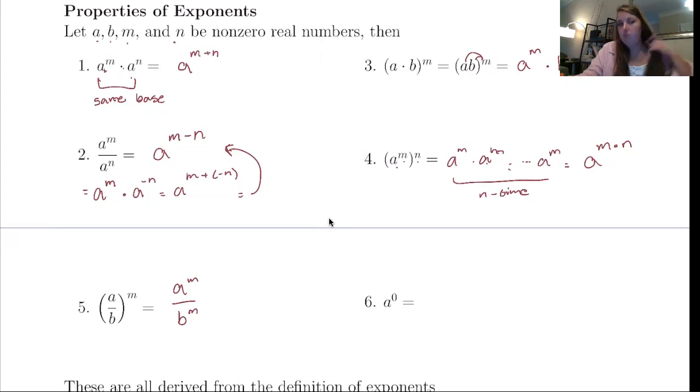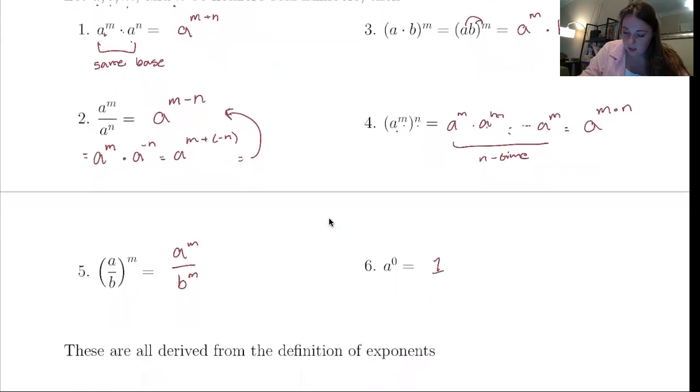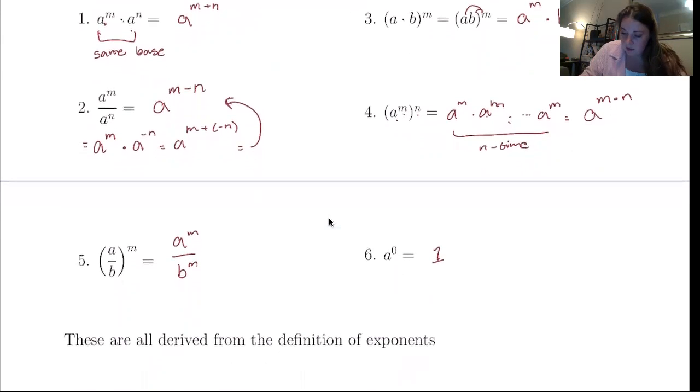Now, remember, a, b, and m and n are all real numbers. Specifically, m and n are integers because we're only talking about integer exponents. So property 6, I have a raised to the 0 power. Any number raised to the 0 power is always going to be the same number, which is pretty cool. And that number is 1. And we'll go over that proof in just a second.